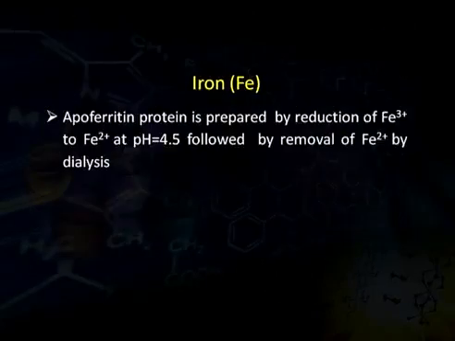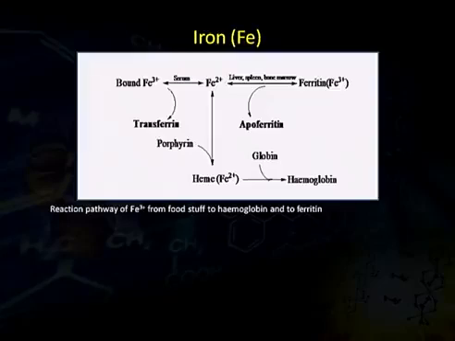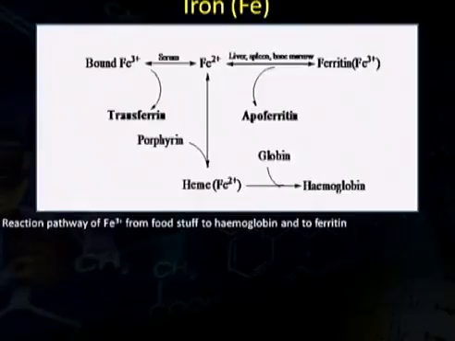Apoferritin is another protein which is prepared by the reduction of ferric, that is iron 3 plus, to ferrous iron 2 plus at a pH of 4.5, followed by removal of ferrous by dialysis. Apoferritin can store iron and then transport it to the appropriate site to aid in biosynthesis of other molecules involving this particular metal.